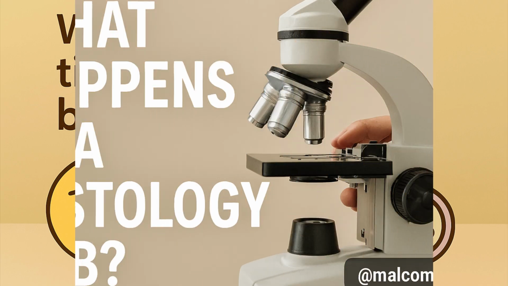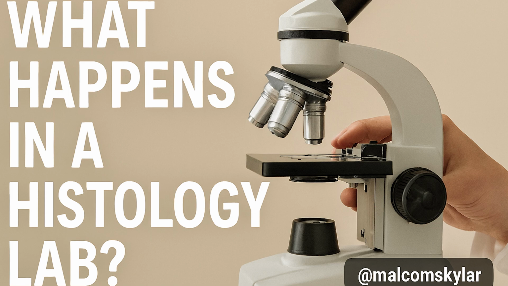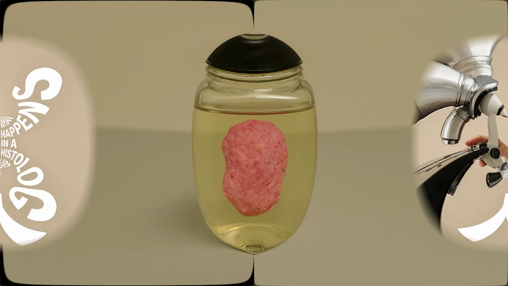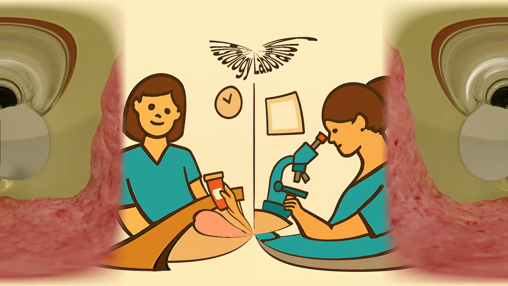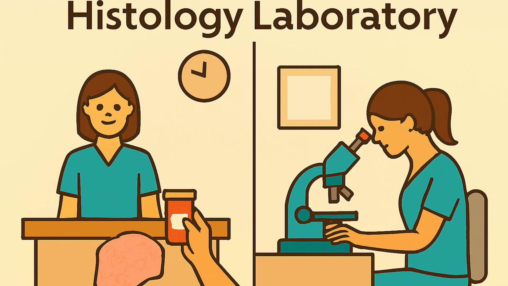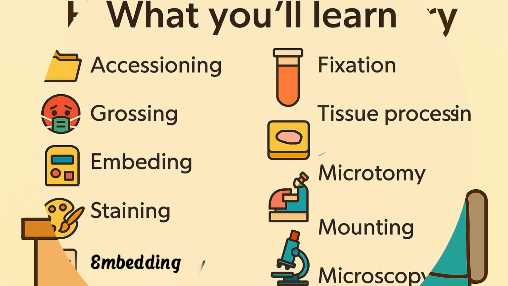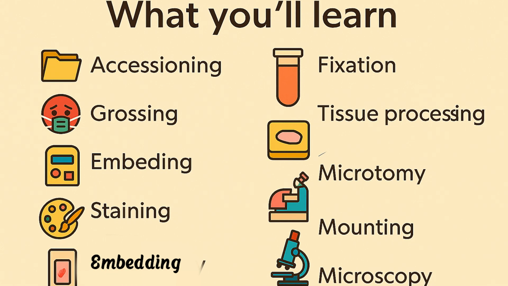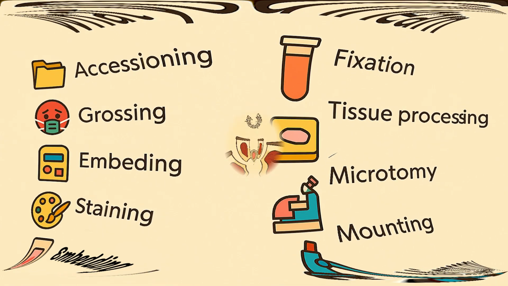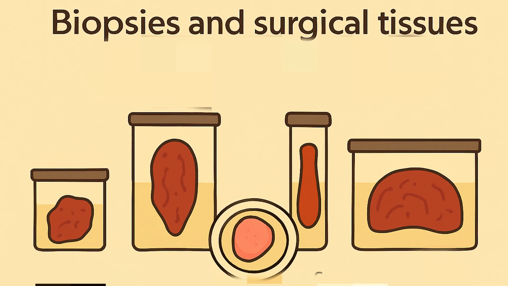In this video, we'll walk you through what really happens inside a histology lab, from the moment a tissue sample arrives to the moment it becomes a stained, mounted slide ready for microscopic analysis. Whether you're a medical student, a lab technician in training, or just curious, this is your behind-the-scenes look at the science of cells and structure. Every histology journey begins with a specimen, often a biopsy or surgical tissue.